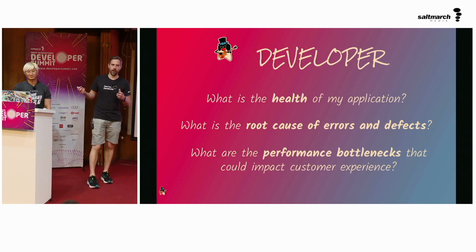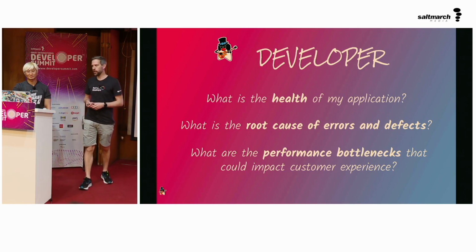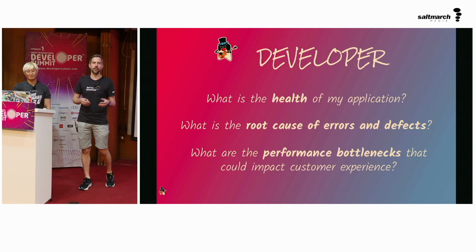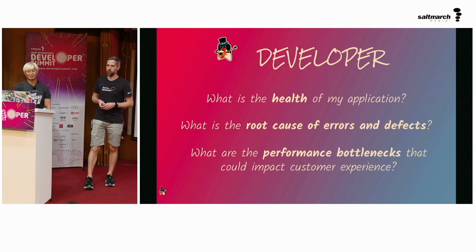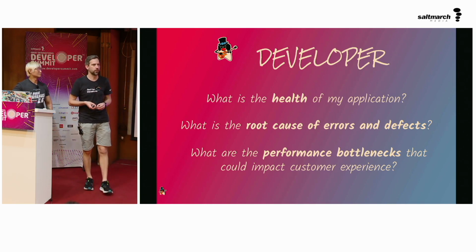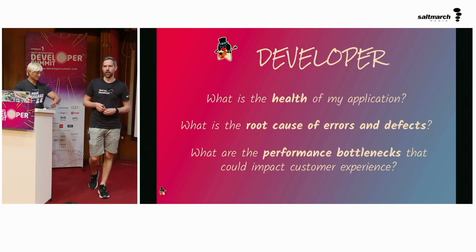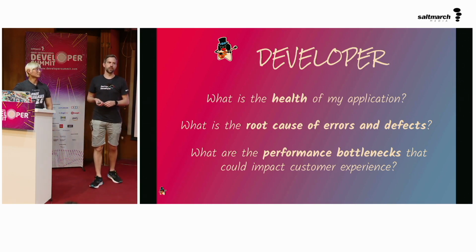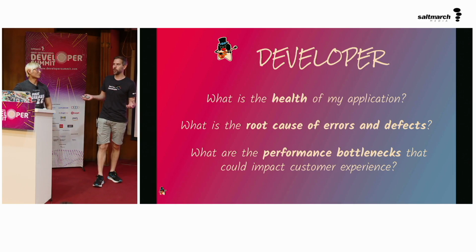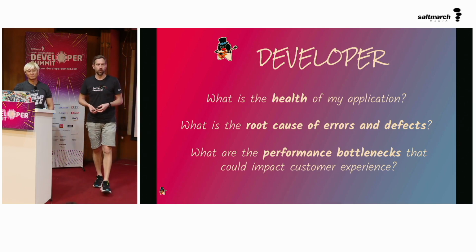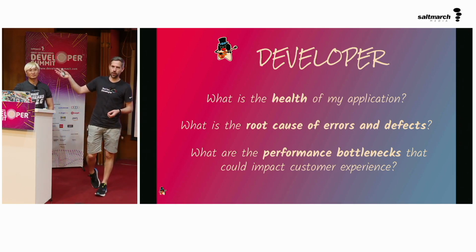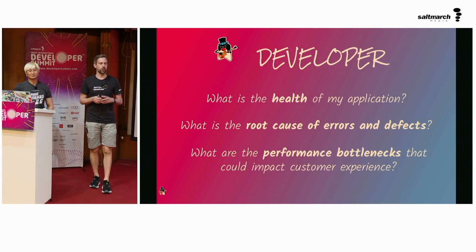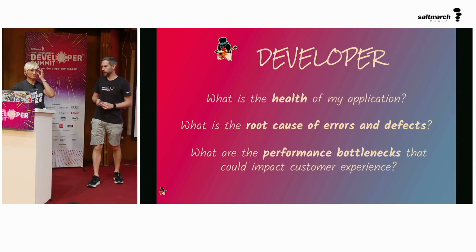How can we know that our application is healthy? What is the root cause of this error or defect? And perhaps also, what are some performance bottlenecks that we're seeing? Because if somebody says your application is slow, okay, where do we start? Was it the database call that was slow? Was it a call to an external system that was slow? How can we see all of that?